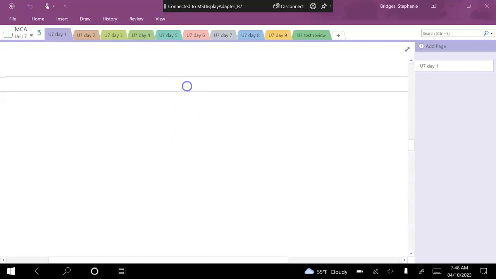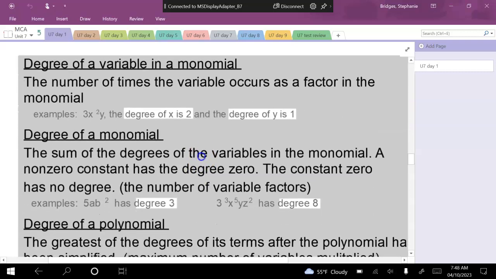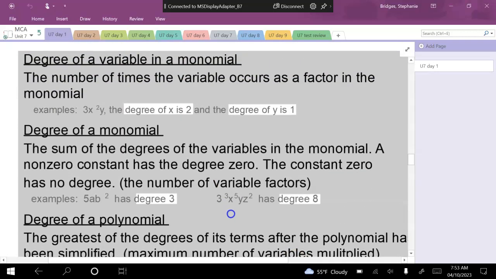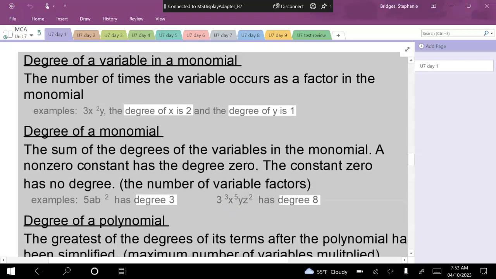And then some of the things that we're going to talk about is our degree. So when we talk about the degree of a variable, it's just the exponent on that variable. So if we have, for example, the term 3x squared y, then the degree of the x is 2 because that's the exponent on the x. And the degree of the y is 1 because that's the exponent on the y. So if I ask for the degree of just one specific variable, it's the exponent on it.